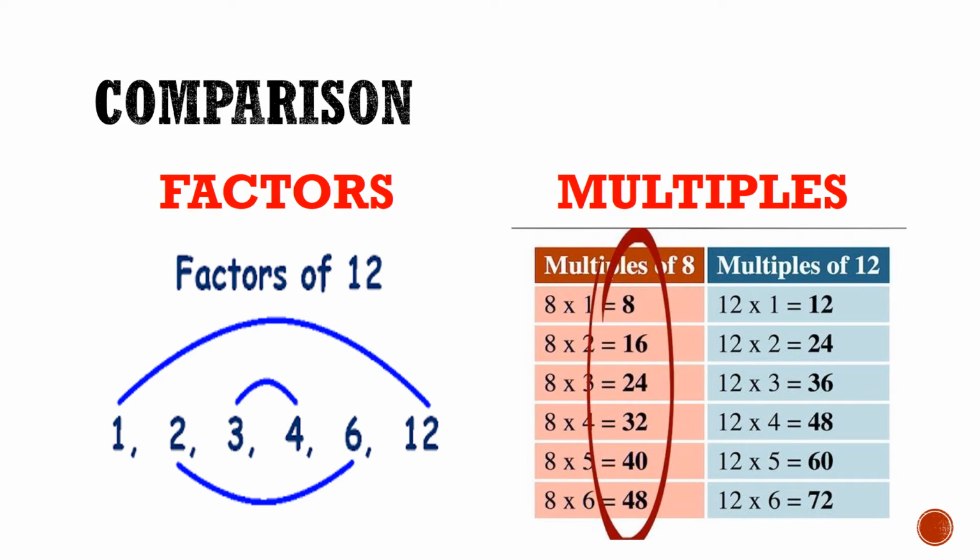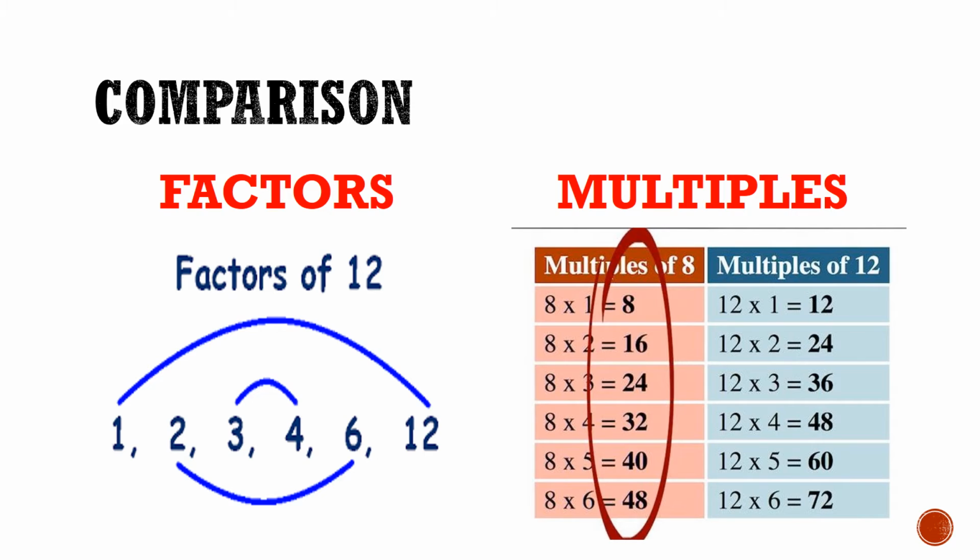And then you stop here once you get consecutive numbers. 3 and 4 are consecutive, one after the other. So what are the factors of 12? 1, 2, 3, 4, 6 and 12. They are finite in number and 12 is the highest factor and all the other factors are less than 12.